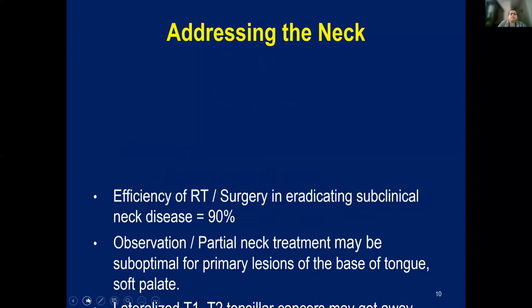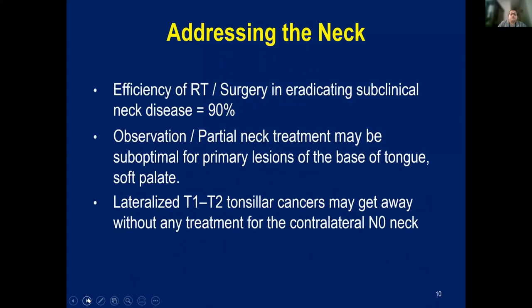Now, addressing the neck was very important in this site because, as we've seen, there is a very high predilection for lymph node metastasis. So the efficiency of radiotherapy and/or surgery in eradicating subclinical neck node disease was almost to the tune of 90%. Observation or partial neck treatment could possibly be suboptimal, especially in primary lesions of the base of tongue and soft palate. But for lateralized tonsillar lesions, you could possibly get away without treatment of the contralateral neck, and we've seen why.